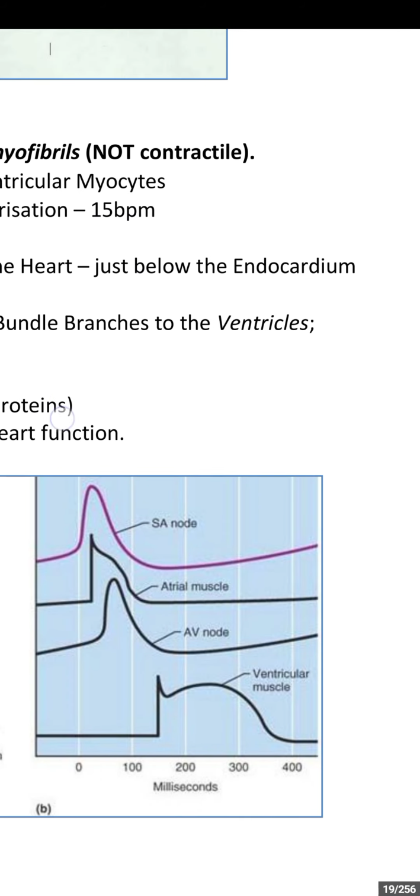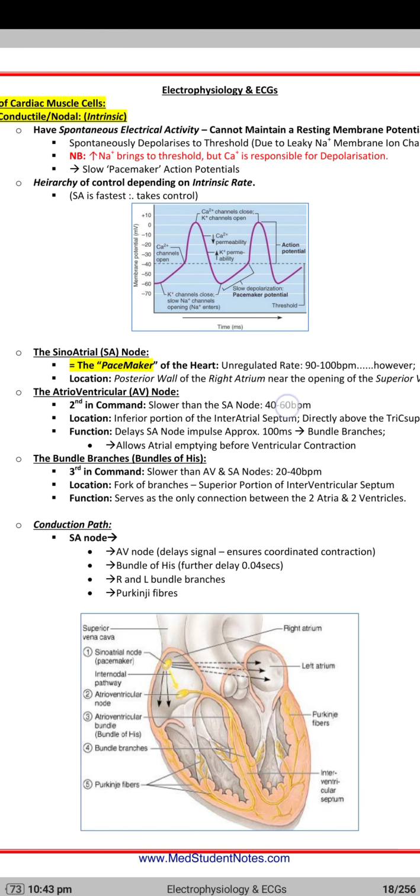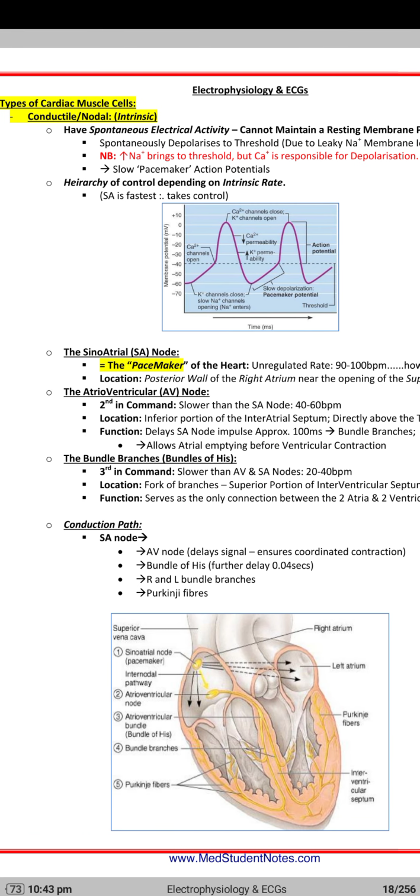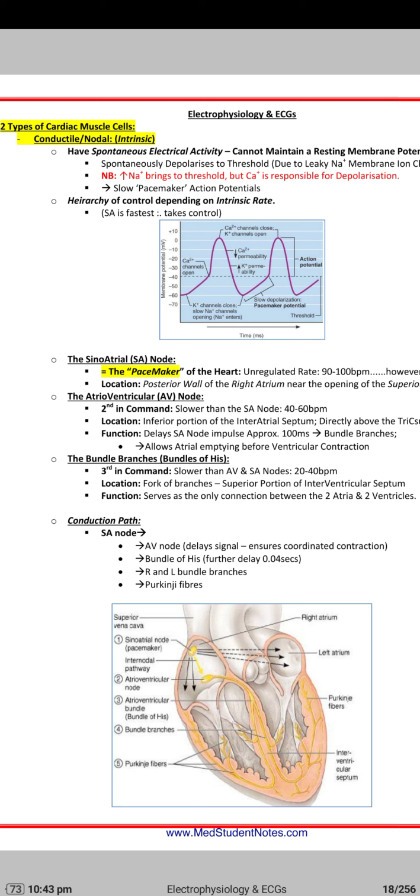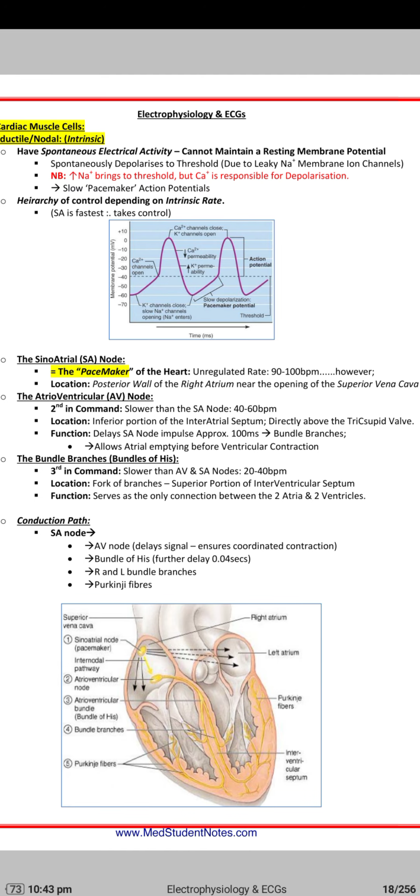So we can see this SA node, the sinoatrial node, is a conducting node and a pacemaker. In the last session we discussed its position: the posterior wall of the right atrium near the opening of the superior vena cava. The vena cava is always superior. So the SA node is in the posterior wall of the right atrium, near the superior vena cava. After that, there is the AV node.